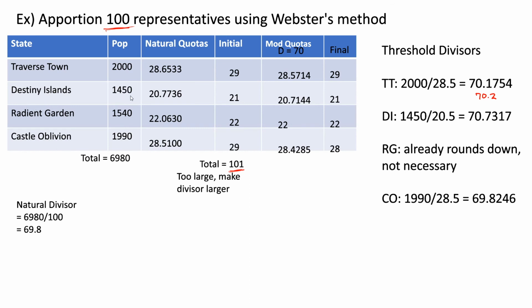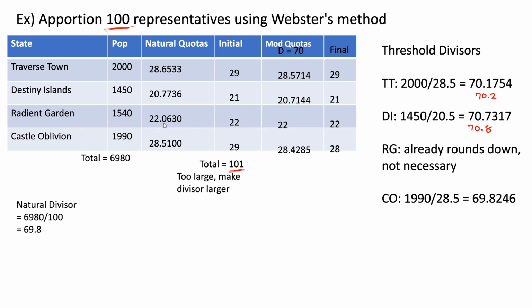Now for Destiny Islands, they initially rounded up. Their natural quota was 20.7, which goes up to 21. So we would take their population, divide it by 20.5. They end up getting a threshold divisor of 70.73. So that tells us if we use this divisor exactly, they're going to get a quota of 20.5 exactly, but we'd want it to be a little bit smaller than that, so we would need to make this divisor slightly bigger if we wanted to use it. So maybe 70.8.